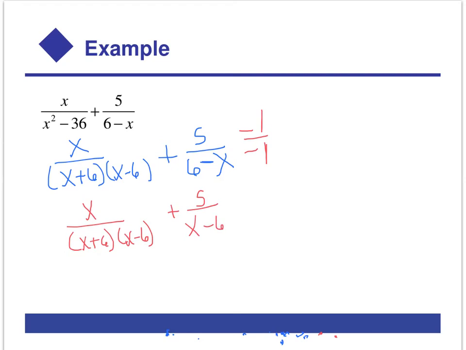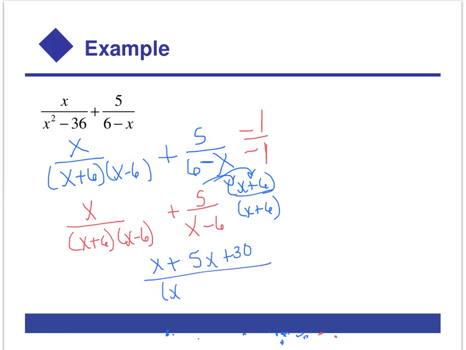Now, our common denominator, we need an x plus 6. So if we multiply this as an x plus 6 here and an x plus 6 here, then we have the same common denominator. So now we have x plus, I'm going to go ahead and distribute this through this. So we get 5x plus 30 over x plus 6, x minus 6. Gather like terms, I get 6x plus 30 over x plus 6, x minus 6. Okay, and then I try to simplify if I can.